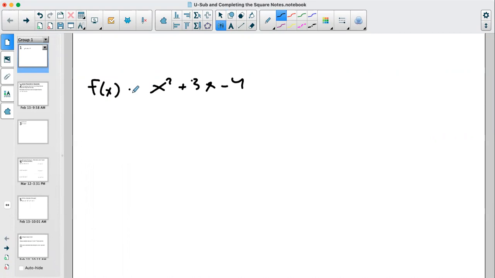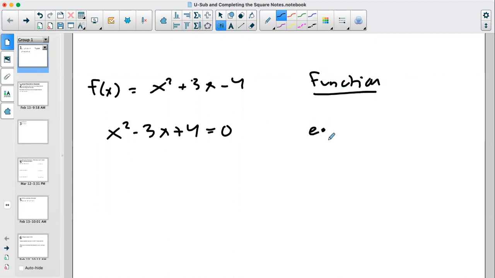This would be a quadratic function. And if it said x squared minus 3x plus 4 equals 0, this would be called a quadratic equation. This is a function. This is an equation. I mean, technically, this is some kind of an equation because there's an equal sign in it, but this is not something you could solve. You couldn't get a number for x here, but here you could.